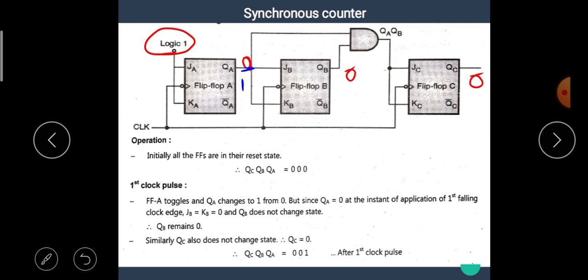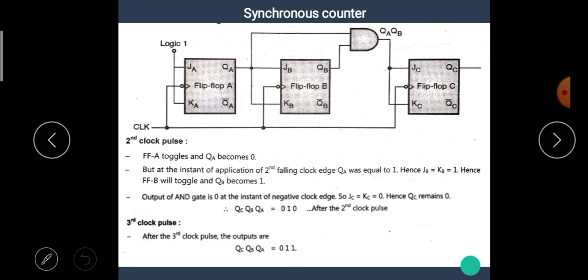Hence JB equals KB equals 0, so flip-flop B will not change its state. Flip-flop B has the value 0, and similarly flip-flop C has the value 0. That means after the first falling edge of the clock, we have the value 0, 0, 1. During the second falling edge of the clock, flip-flop A toggles again.